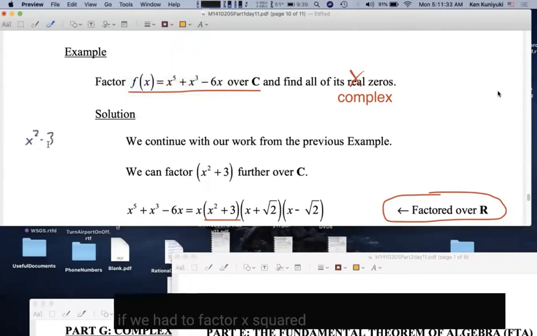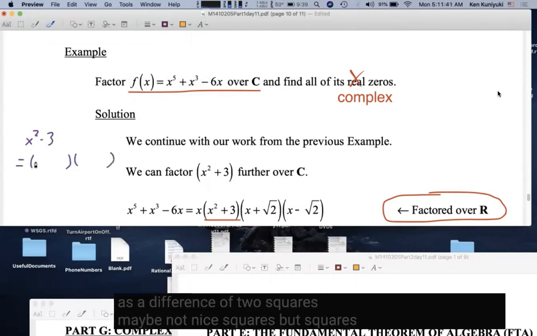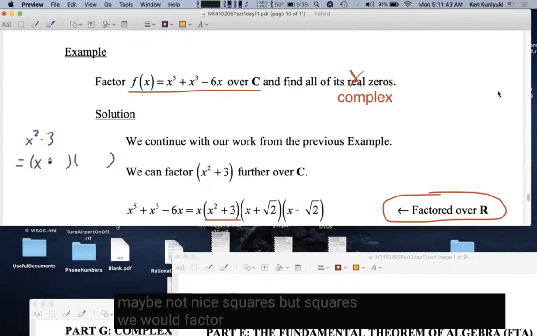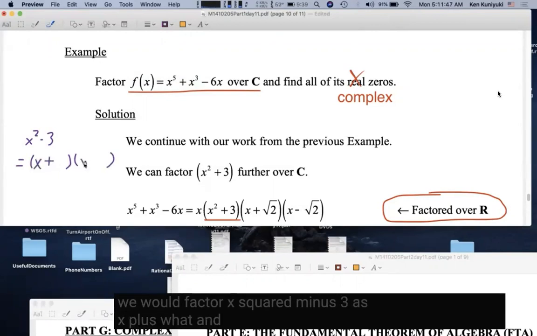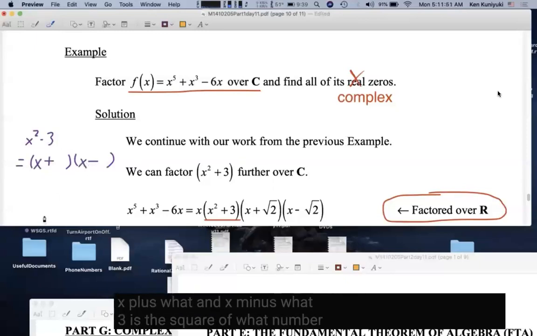If we had to factor x squared minus 3, we could factor that as a difference of two squares. Maybe not nice squares, but squares. We would factor x squared minus 3 as x plus what? And x minus what? 3 is the square of what number? The square root of 3.